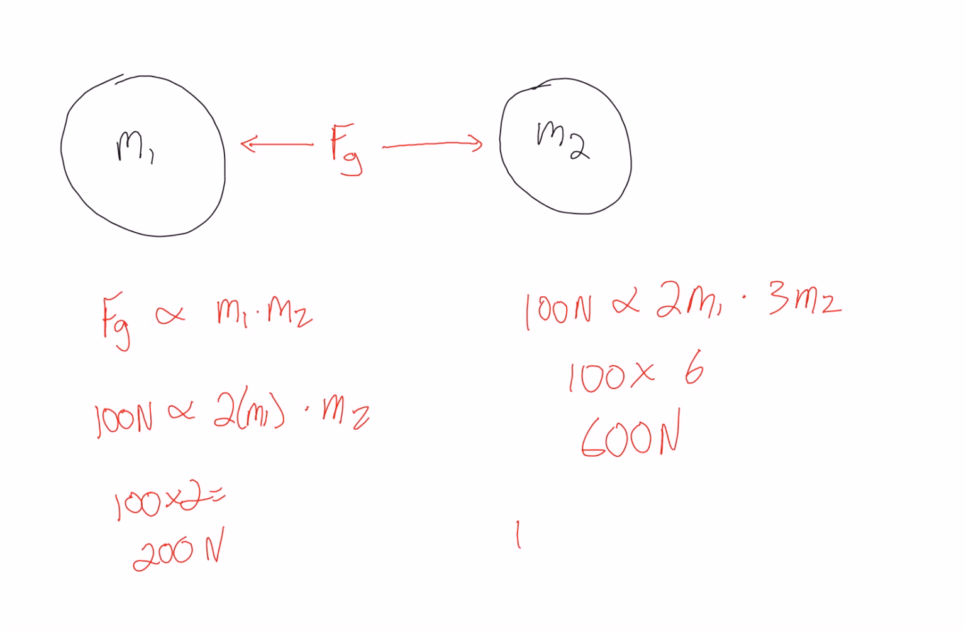So what would happen if we double mass 1, but we cut mass 2 in half? In this case, 2 times a half is, we're back to 1. So if we double one and cut the other one in half, nothing's going to change. We would just get the exact same original force.